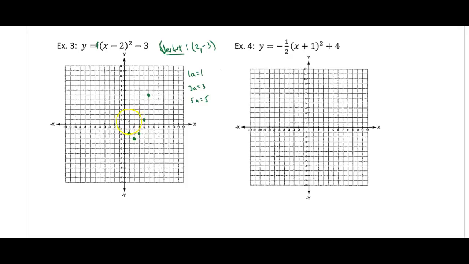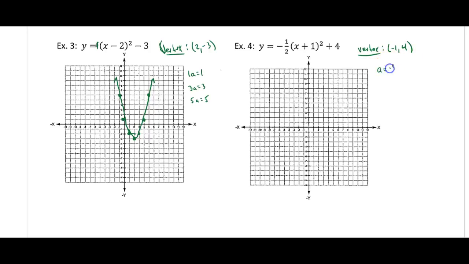Because parabolas are symmetrical, I duplicate it on the other side. And I am good to go. Okay, now the next one, right away, my vertex is going to be at negative 1, 4.